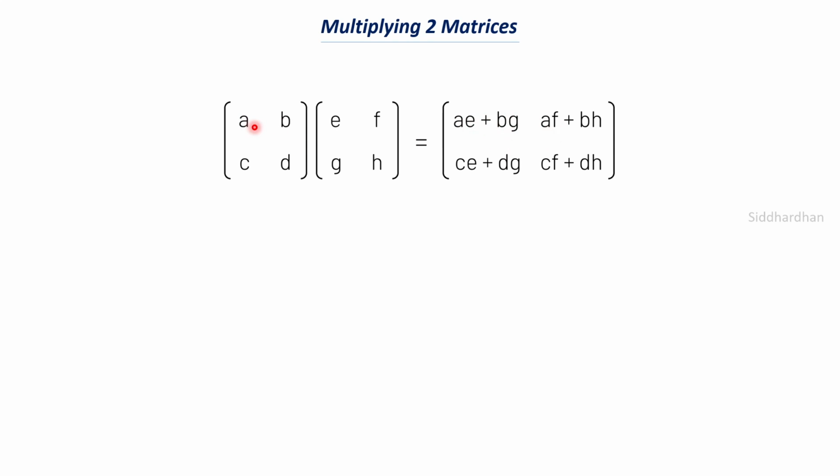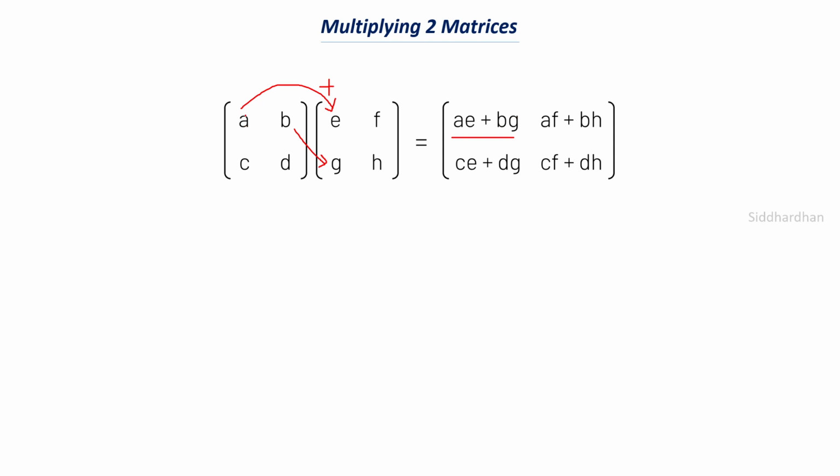Take the first row of the first matrix and the first column of the second matrix. I'll explain this again. We need to take the first row of the first matrix and the first column of the second matrix. So A will be multiplied with E and B will be multiplied with G, and both these values will be added, and that will be our first row and first column value.